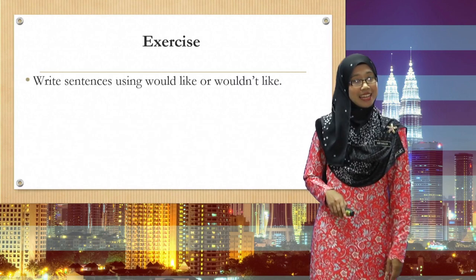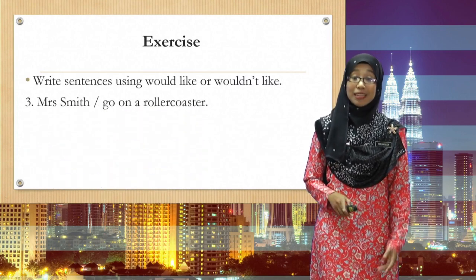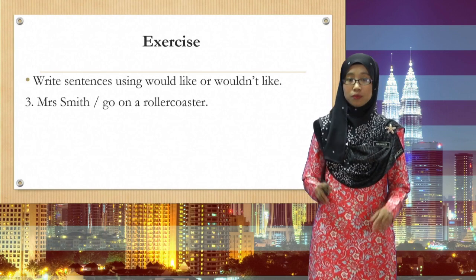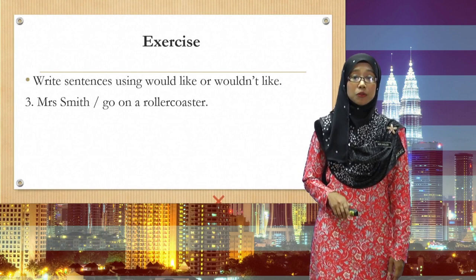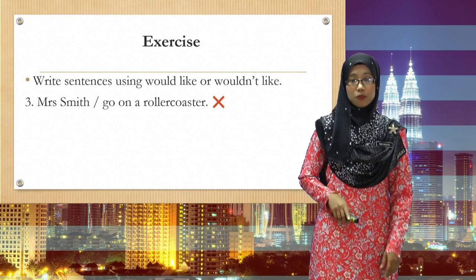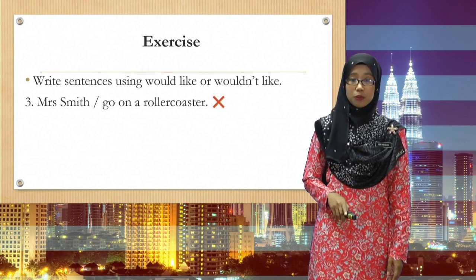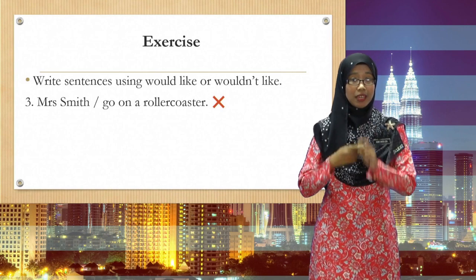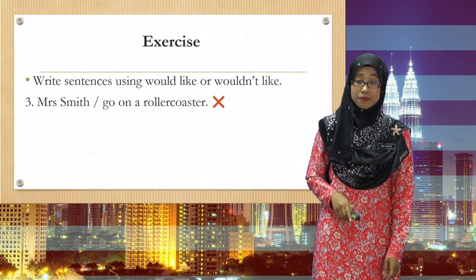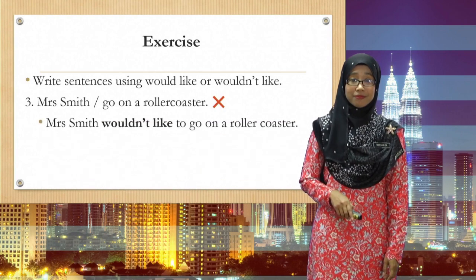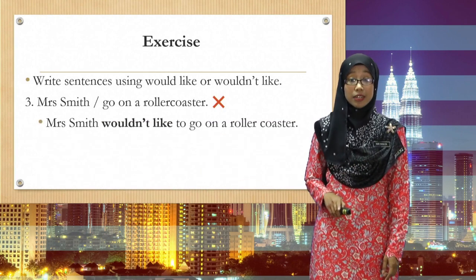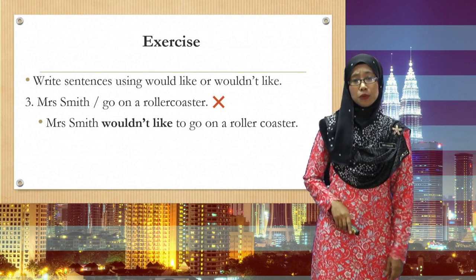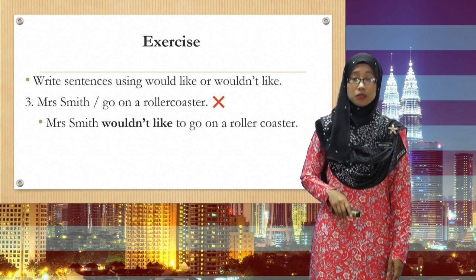Let's go to the next question. Question number 3. Mrs. Smith (go) on a roller coaster. We have to write wouldn't like for question number 3 because it has a cross. Can you read the answer? Yes, the answer is Mrs. Smith wouldn't like to go on a roller coaster.